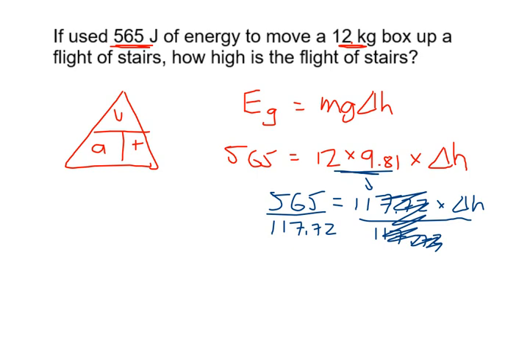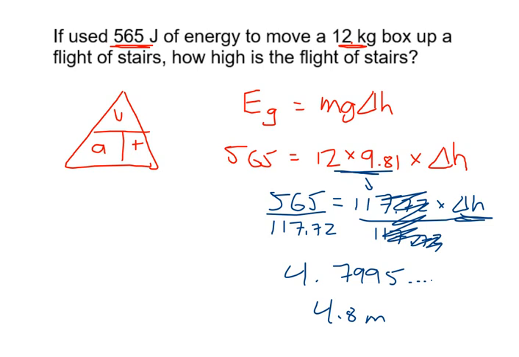I got this answer here when I was done. 4.7995, and the number just keeps going forever, with 2 digits worth, because the 12 is only 2 digits, right? This number should be rounded to 4.8, and height is measured in meters. So that's one way of doing it.